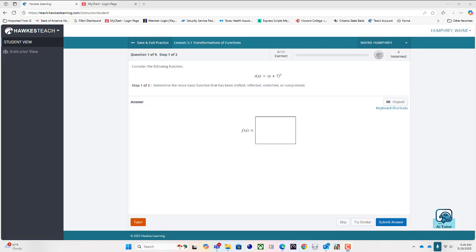So you see that I have a function r of x equals x plus 7 to the third power. So the first question is, what's the parent function? Determine the more basic function that has been shifted or reflected or stretched. So your first answer is going to be that parent function. And I've posted those parent functions in Canvas so that you can print that out and know what each parent function looks like and what it is. So because of my cubed, I know that my parent function is going to be x cubed.